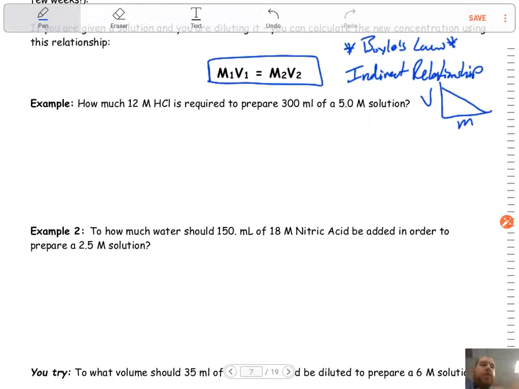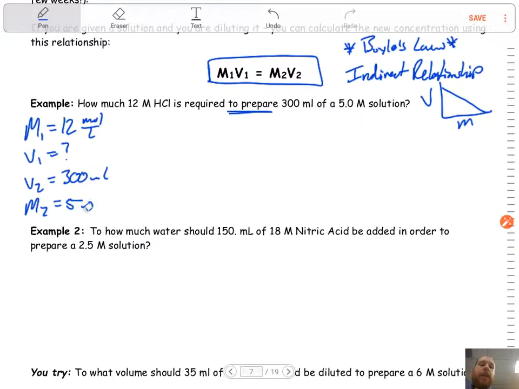So let's jump in. How much 12 molar HCl is required to prepare 300 mL of a 5 molar solution? The biggest thing is we've got to recognize which one is my 1, my starting units, and which are my endings. So M1 is 12 molar. Remember, that is moles per liter. Either way means the same thing. And then "required to prepare." When you see that phrase, that means everything else is going to be your secondary conditions. So we're looking for V1 in this problem. We have V2, which is 300 mL, and we have our second molarity, which is 5.0 molar.